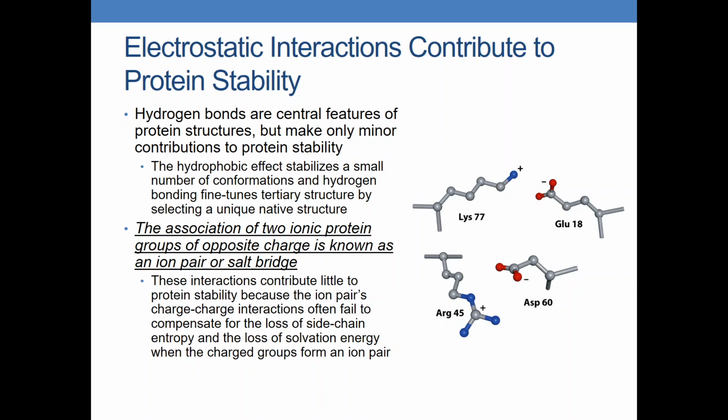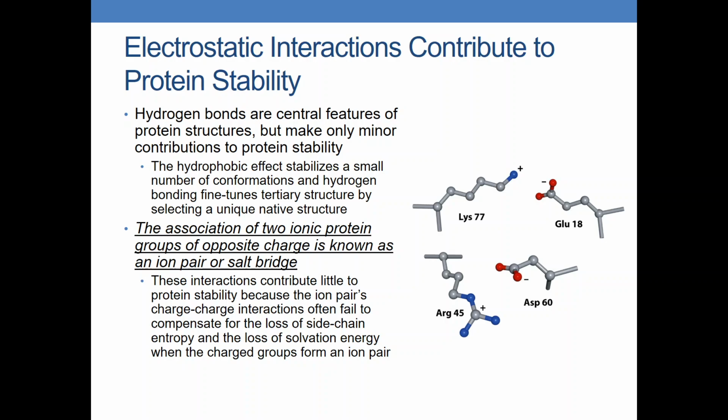So in the unfolded state, all of your side chains have entropic freedom. They're moving around. They're hydrated by water. But then when they form the salt bridge or the ion pair, what happens is those side chains have to undergo desolvation.